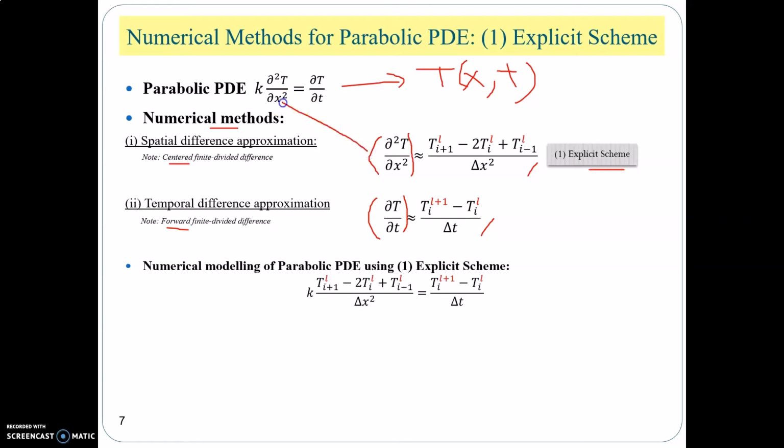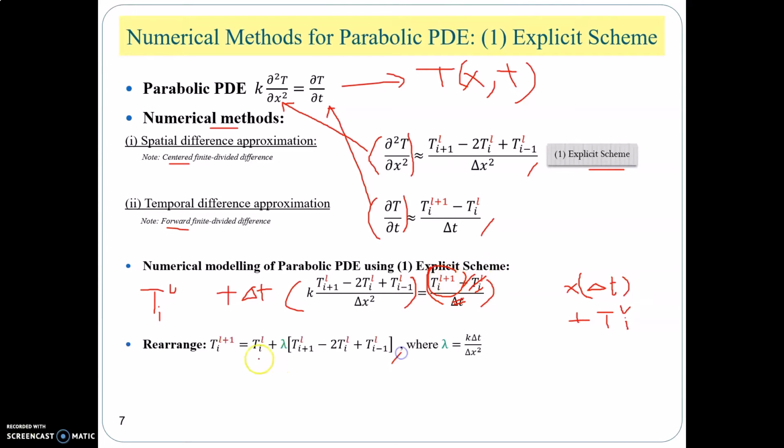Then substitute these 2 formulas inside the PDE and you should be able to obtain this answer. Let's multiply the equation by delta t on both sides. Then delta t here can be cancelled. You need to multiply delta t on the left hand side. Then you add T_i^l on both sides so that this term can be cancelled, and then you have T_i^l here. So with that, you succeed in obtaining T_i^(l+1).